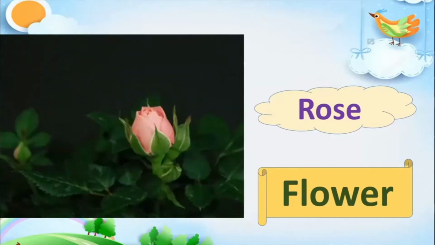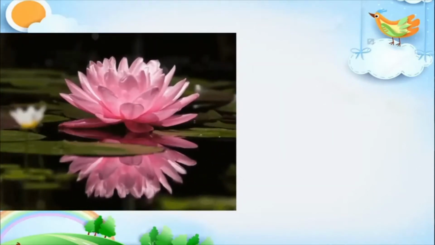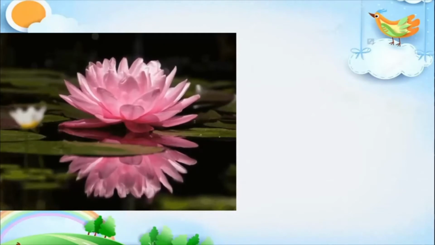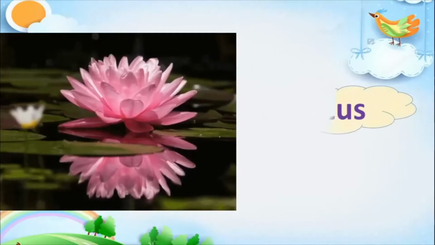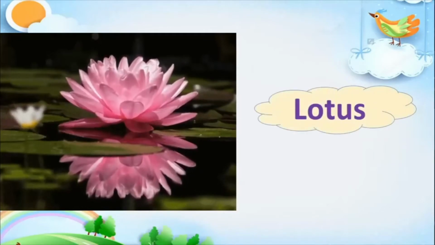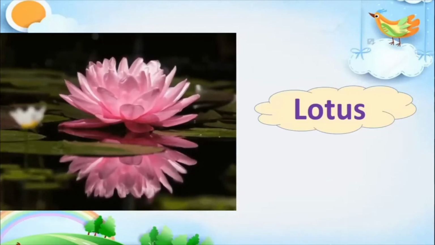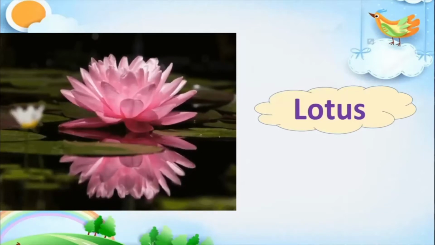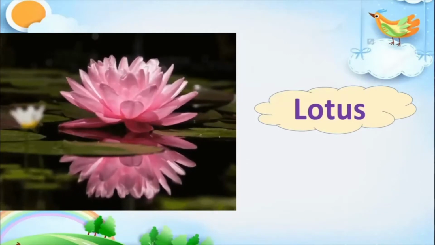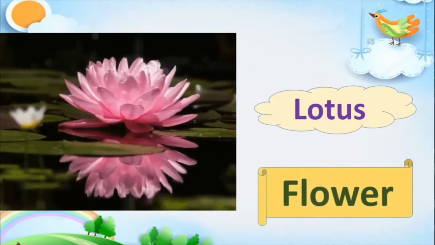Okay, and the rose is a flower. Let's move on and let's see what this is. Wow, this is so beautiful. It is almost as beautiful as that rose was. So this is a lotus. If you have guessed the name correct, very good. So come on, let's read its name once again. Lotus. Okay, and the lotus is also a flower.